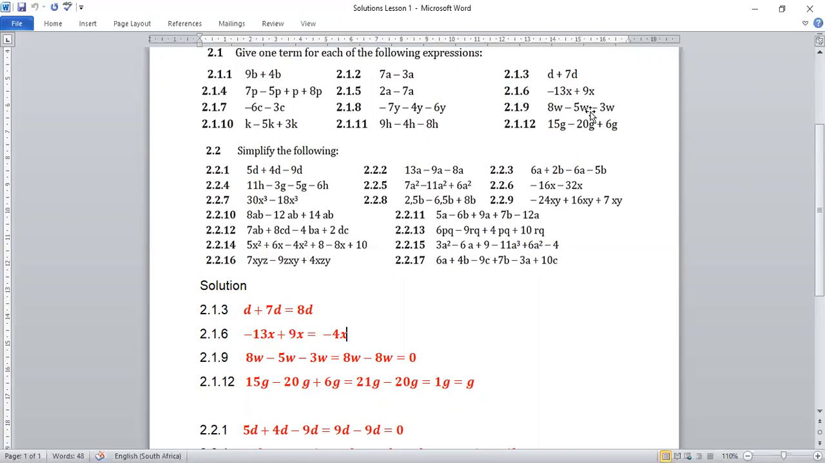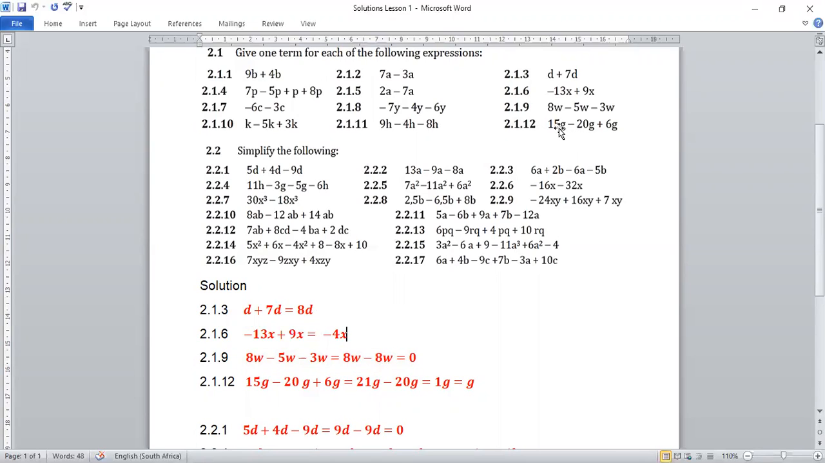Question 2.1.9, you are adding and subtracting plus 8w minus 5w minus 3w. So the first step is to add up all the negatives. You get negative 8w. And then you have 8w subtract 8w, which is 0.